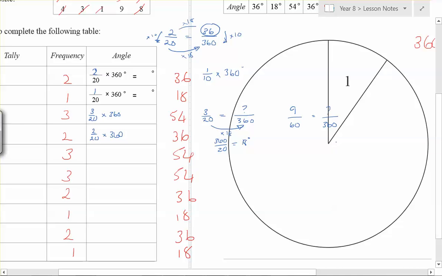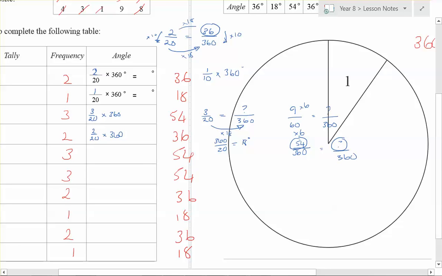No, wait, 360. Actually, if I times this by 6, I get 360. 360 over 54. So it doesn't work. That would give me the question mark is 54. So yeah, by doing equivalent fractions, we can get there as well.